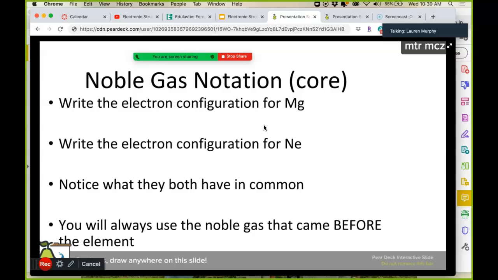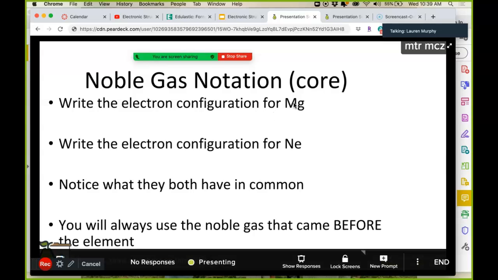So before I do it, I would like you to write the electron configuration for magnesium, and then again, please write the electron configuration for neon.